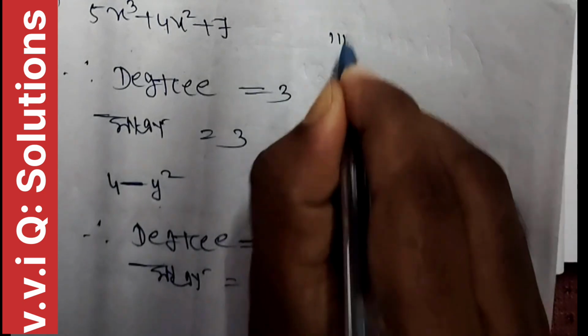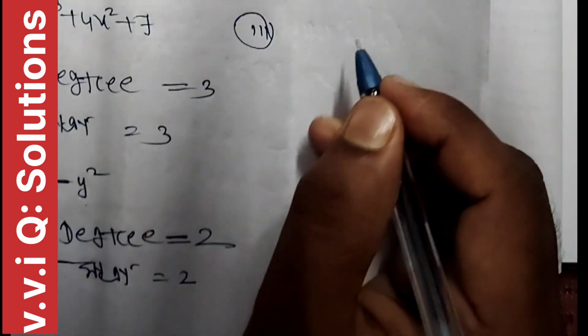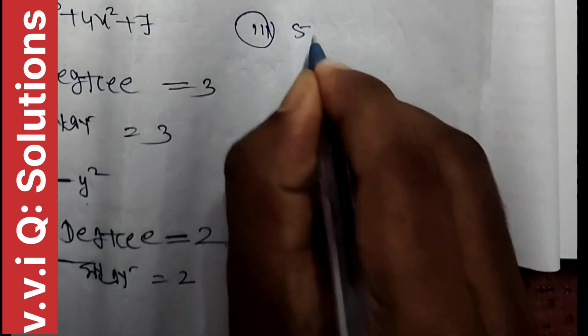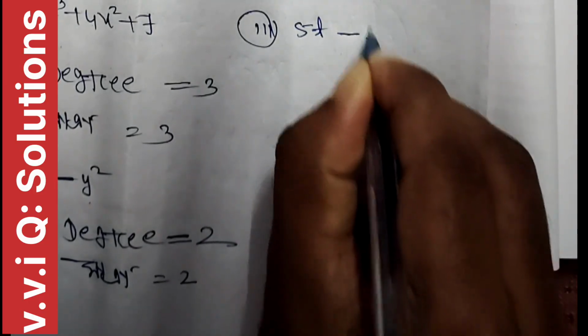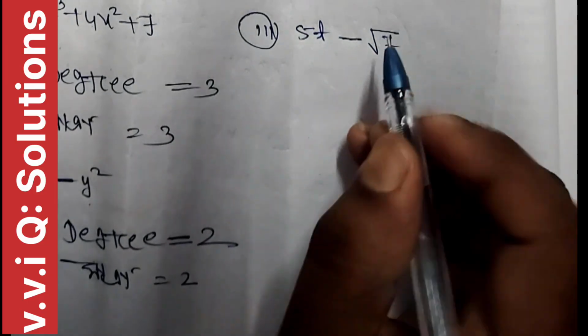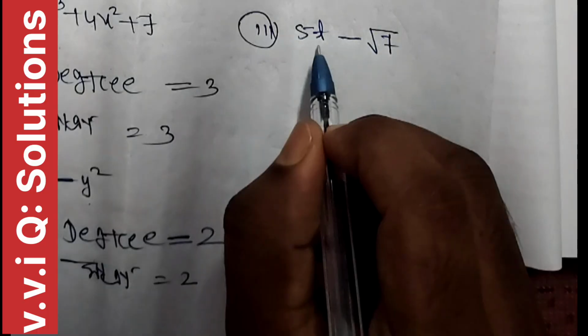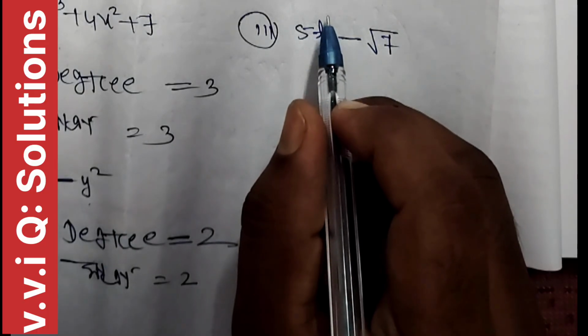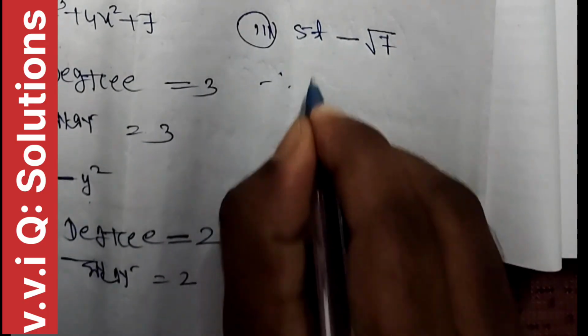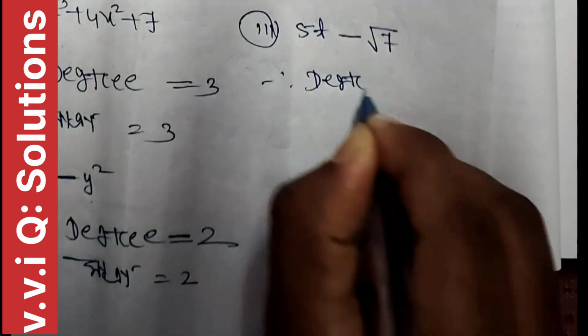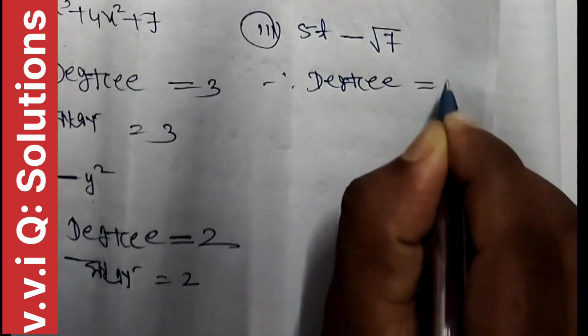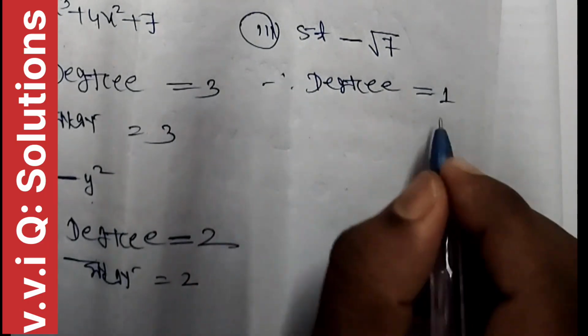Next, number 3, 5t minus root over 7. So the variable is t, the power is nothing, which means it is always 1. Therefore the degree is 1, and if written in Assamese medium, matra 1.